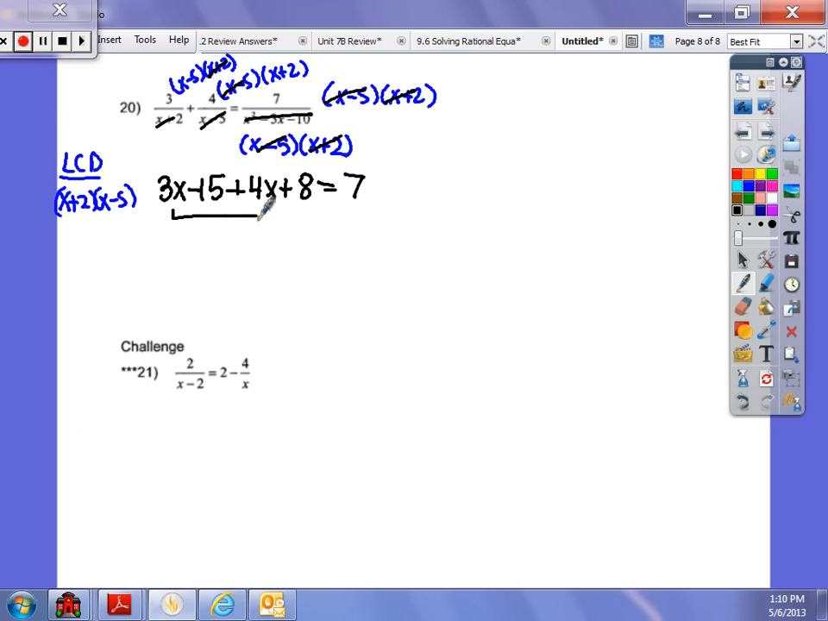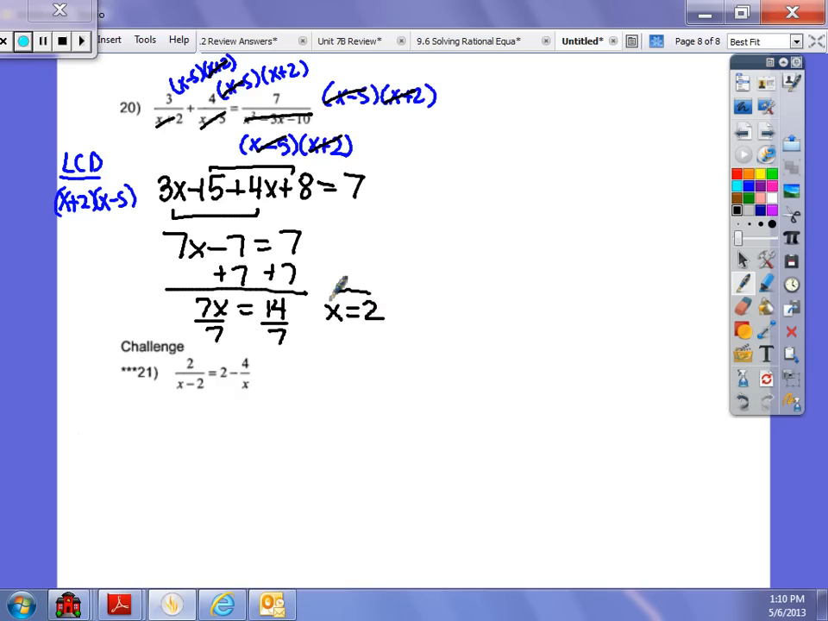So now we will CLT, or combine like terms, and we get 7x minus 7 equals 7. A lot of 7s. Add 7. You get 7x equals 14. Divide by 7. X equals 2. So how do I know that my 2 will work? Of course, I have to check it.